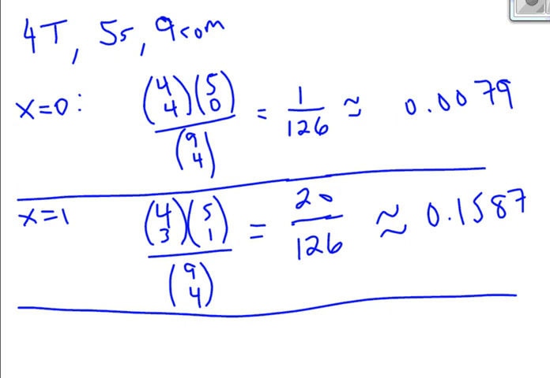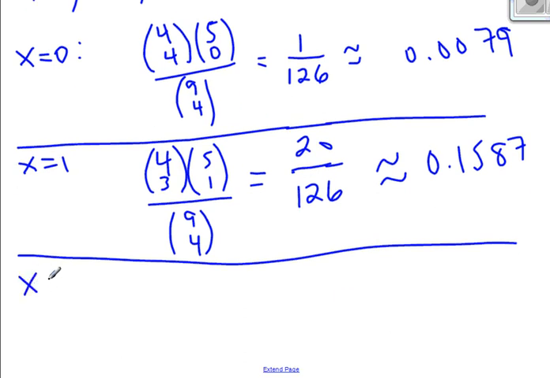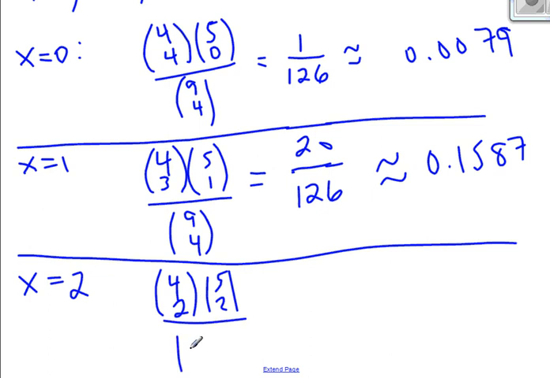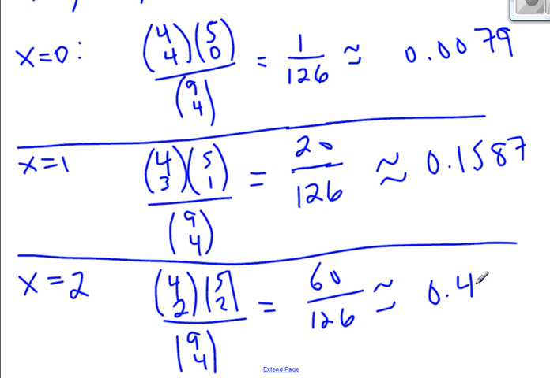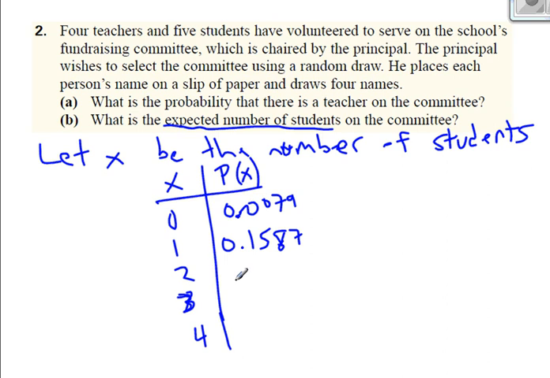So we'll do one more of these, and then I'll pause the video and do the math without you. So now I'm going to put 2 students on the committee. So if there's 2 students, there must also be 2 teachers. And of course, 9 choose 4 is the sample space. So 4 choose 2 is 6, 5 choose 2 is 10, so that's 60 out of 126, which as a decimal is 0.4762. So again, I'm going to fill that in my probability distribution table, 0.4762, and then continue finding the other missing values.